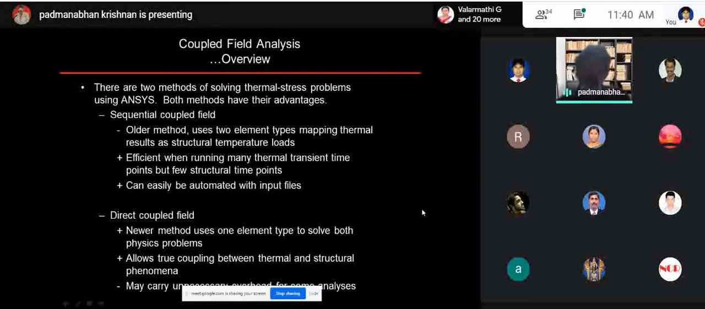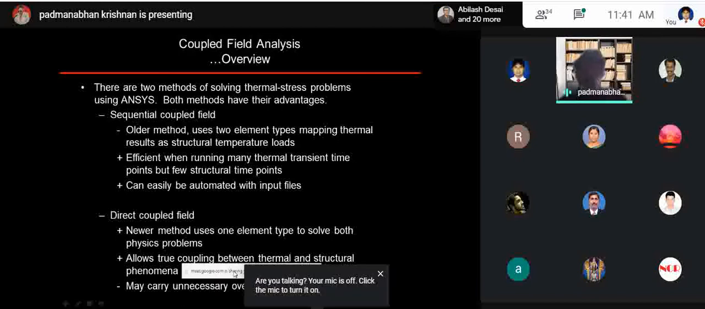Now you have a newer method which uses only one element type to solve both physics problems. That's normally a bit difficult because the same element has to solve the thermal and the structural problem. You might not find too many elements matching your requirement. And true coupling between thermal and structural phenomena is again a necessity. It may carry unnecessary overhead for some analysis.